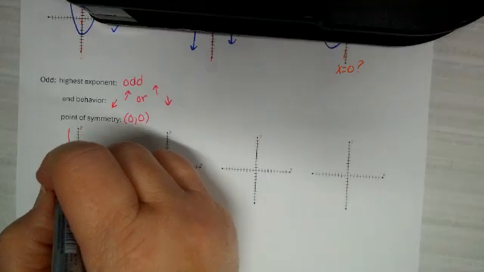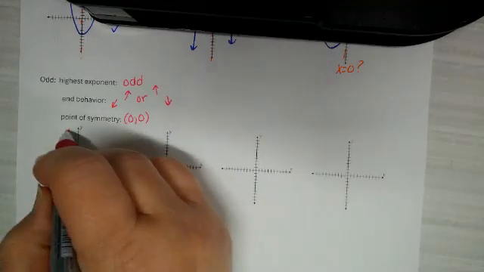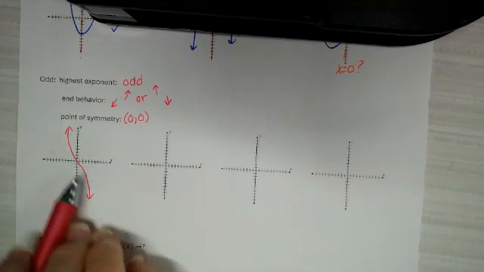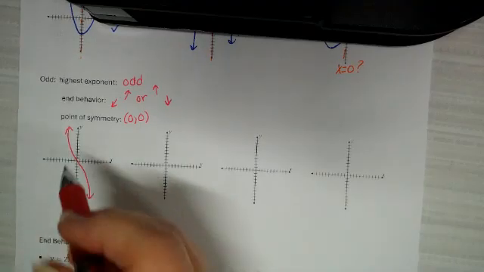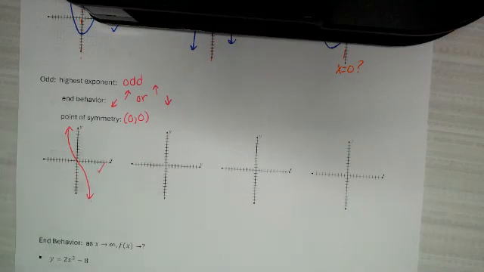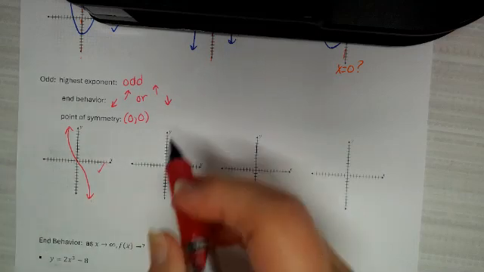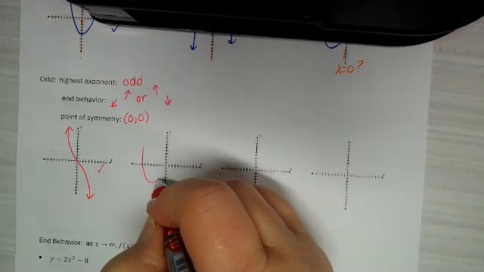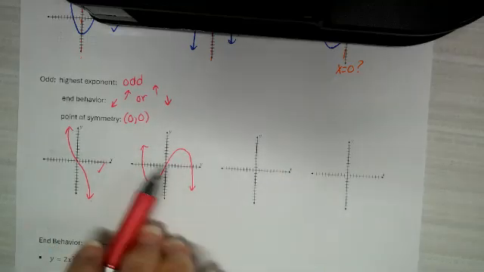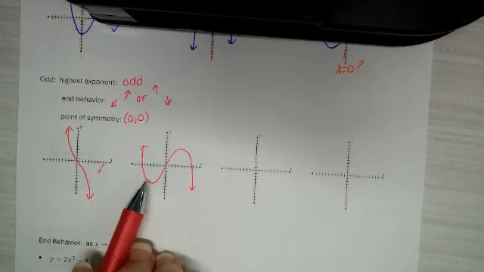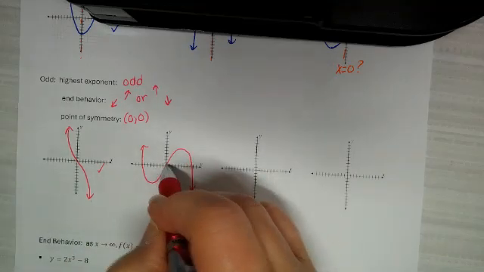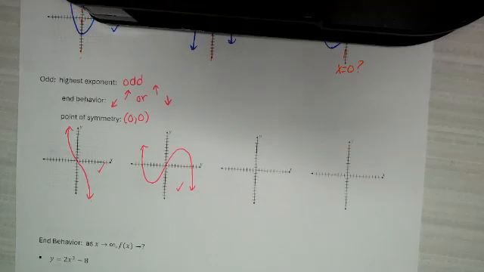So here's an example of one. Notice if I were to flip this around, it would be the same thing. So it goes through 0, 0. Ending arrows are pointing different directions. This is an odd function. If I could take this one, notice the ending behavior is the same. It looks like a mirror image in quadrant 1 and quadrant 3, and it goes through 0, 0. So this is also an odd function.